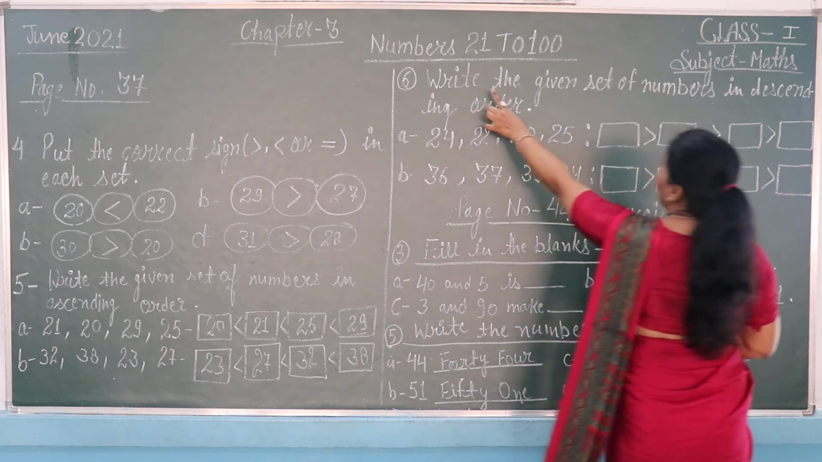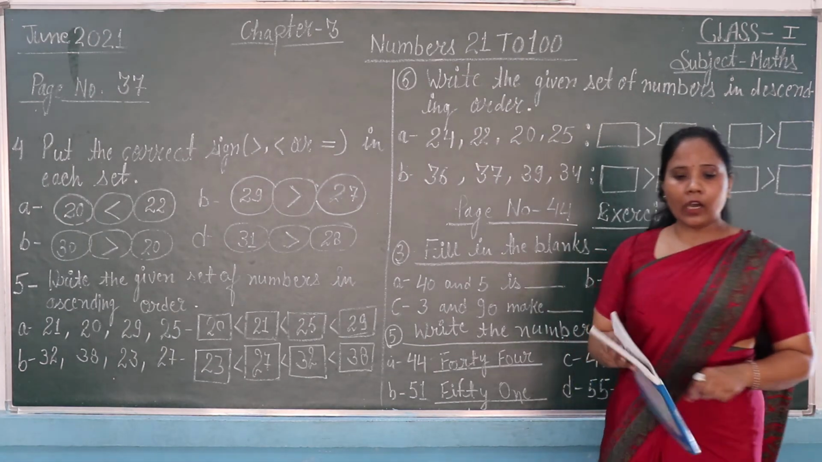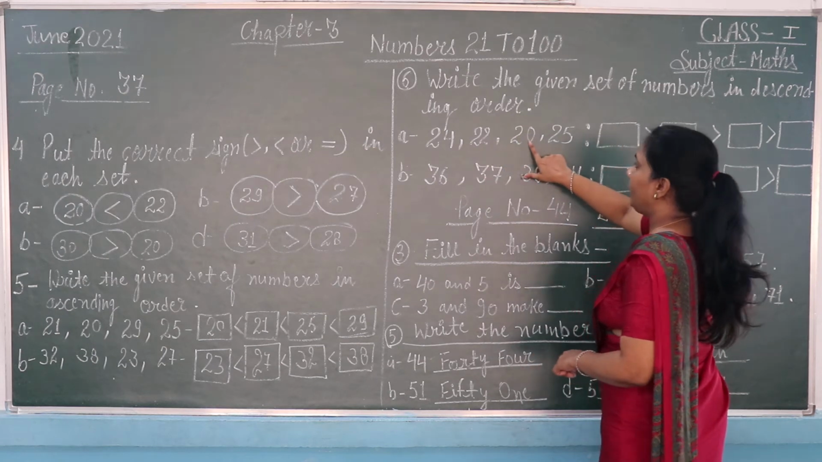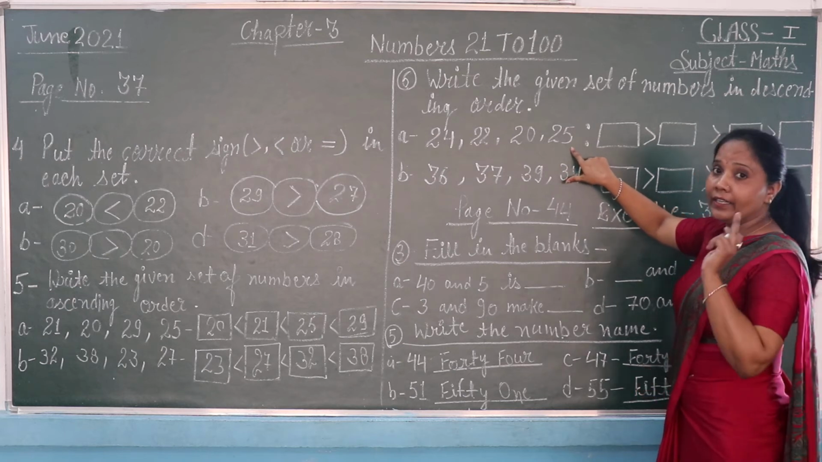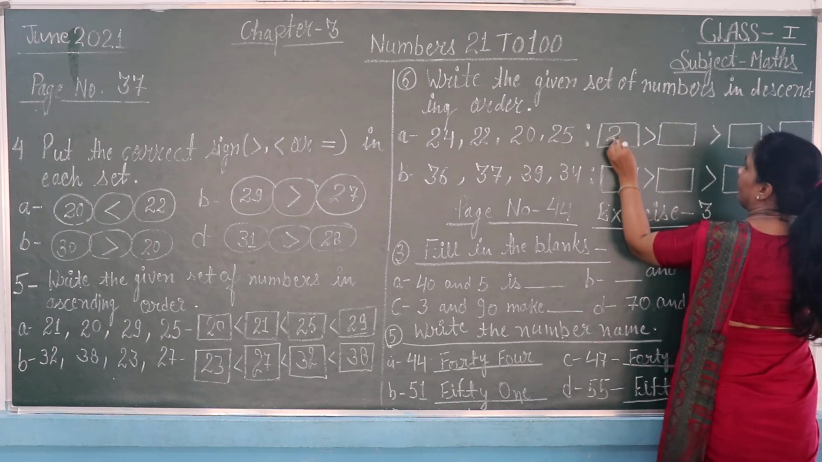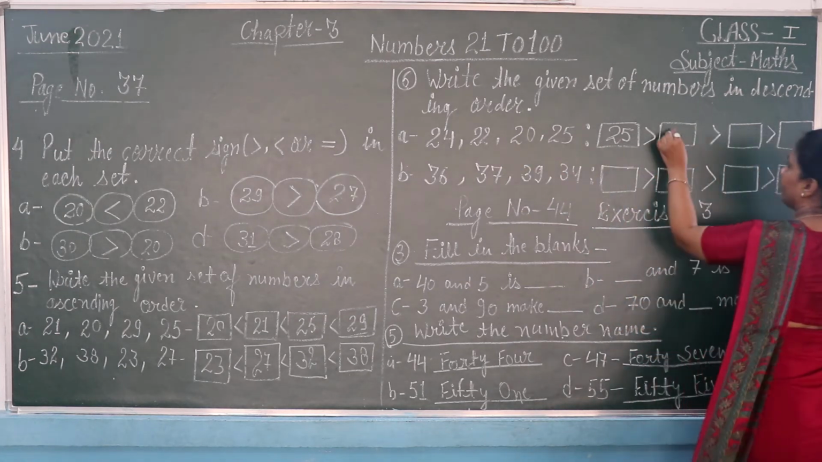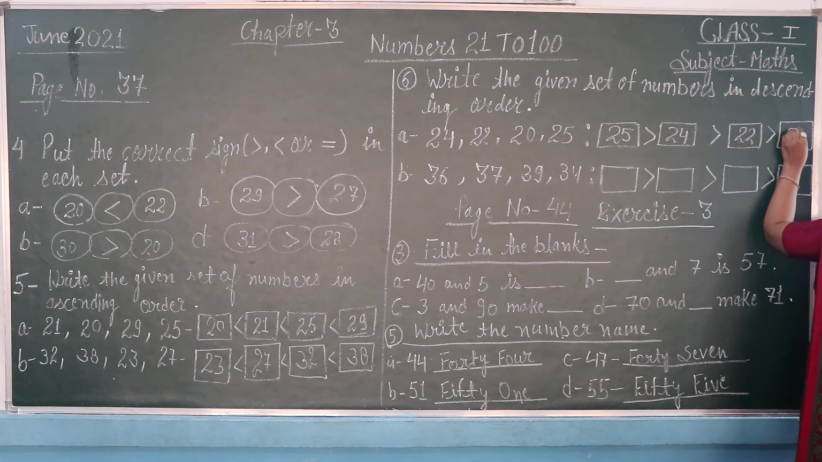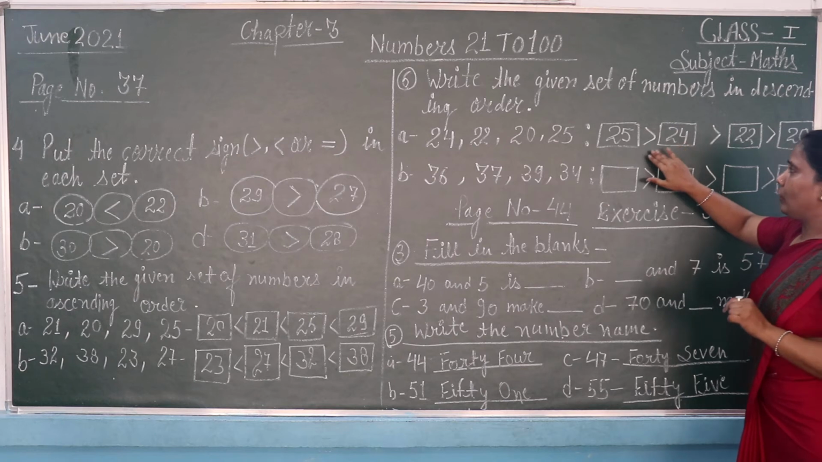Okay, question number 6. In question number 6, write the given set of numbers in descending order. Okay, so we did 25. Okay, then 24. Okay, then 22 and 20. Okay, and check this. Is this correct or not?